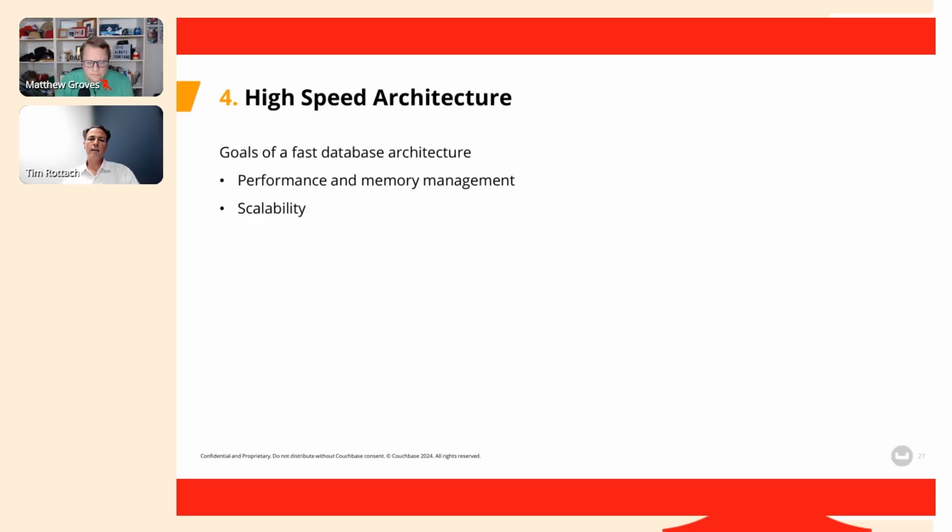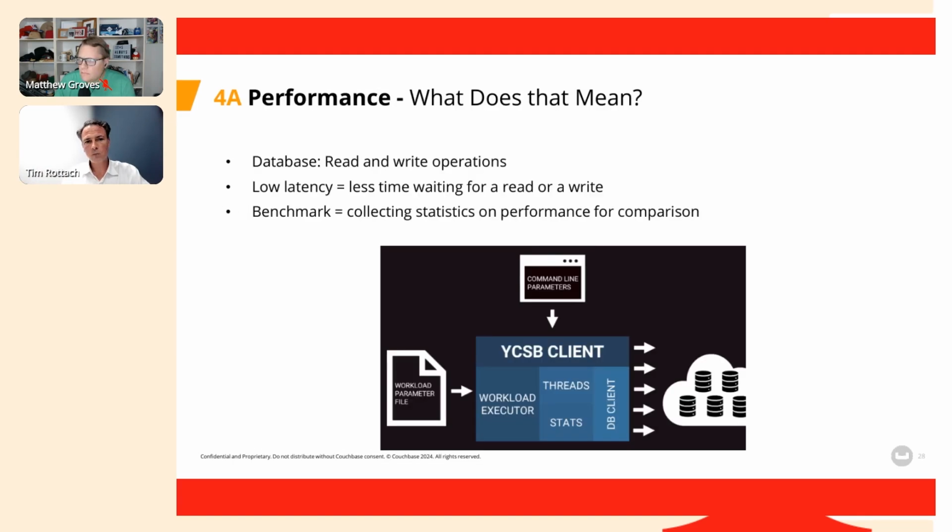Okay. Now, our fourth topic on differences. We're going to talk about high-speed architecture. And when I think about architecture and delivering high speed, there are two areas. It's really about performance and memory management, and then the ability to continue to do that at scale. So if we talk about performance, what does that mean? Well, it's really about how quickly the database can read and write, and the low latency that it provides in delivering that. And how do we measure that, right? It's classically benchmarks. And for NoSQL databases, YCSB is the standard for measuring database benchmarking.